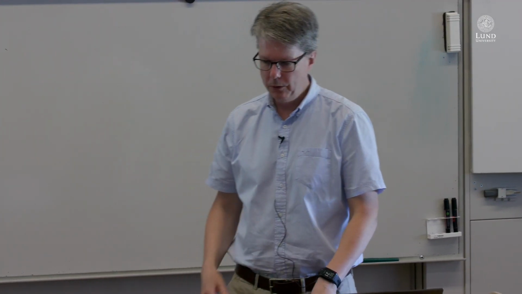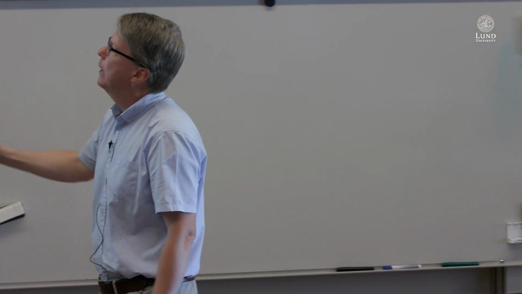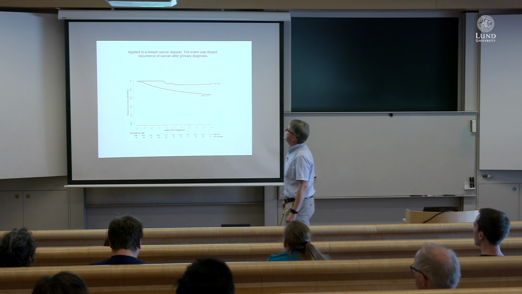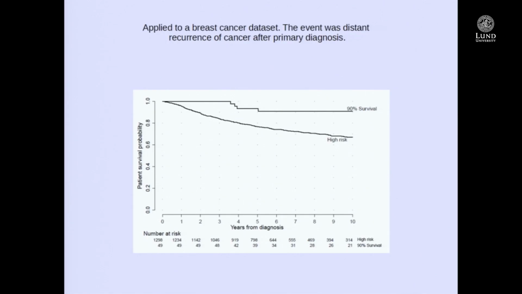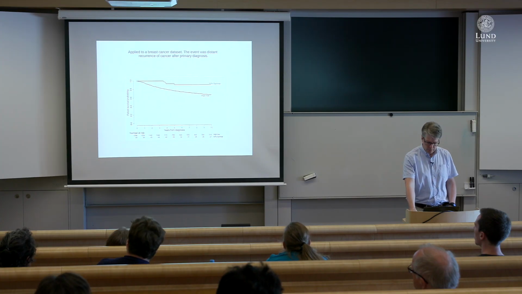This was an application, so we had a task in mind. We had a breast cancer data set, and the event was distant recurrence of cancer after primary diagnosis. So you have had cancer, and then at some point you have a relapse. And so this is, again, a survival analysis technique. With our score, we were able to at least provide a very low-risk group in this case, better than with other techniques. So that was one example.